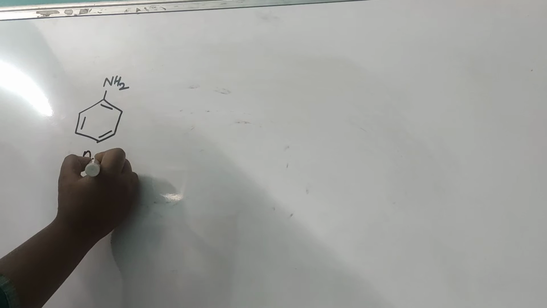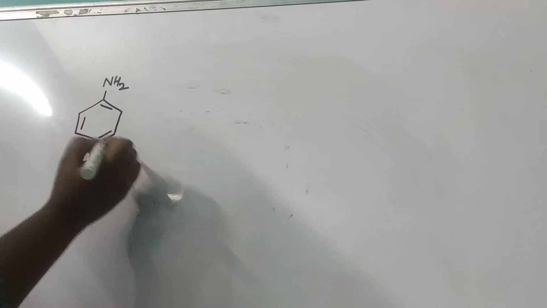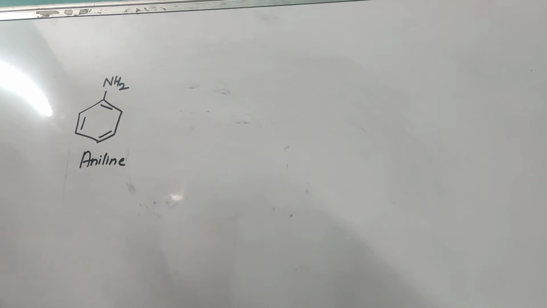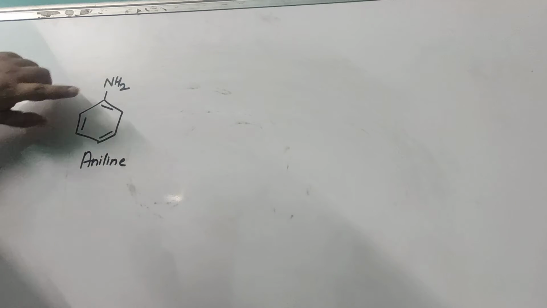So actually this structure is which type of amine? Aniline, that is C6H5NH2. It is a type of aromatic primary amine. Whenever you have NH2, it means it comes from ammonia. So what they are taking is aniline, which is nothing but an aromatic primary amine, and they are treating it with nitrous acid.